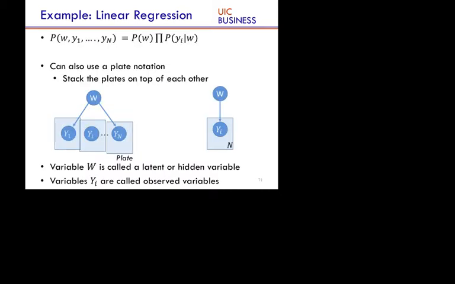Or the joint distribution actually factors this way. It's the same information that we saw last slide. The joint distribution is just probability of w times the product of yi given w. This is the conditional independence assumption that we made. And that's why we draw that graph, because for every node we have a term here.